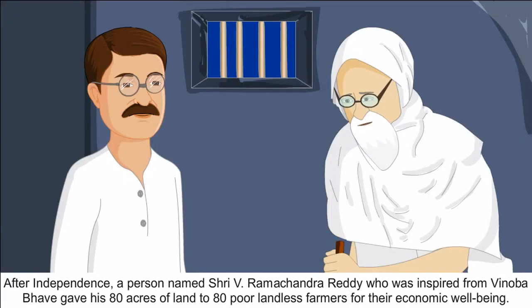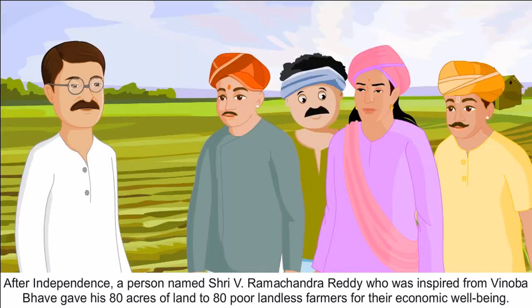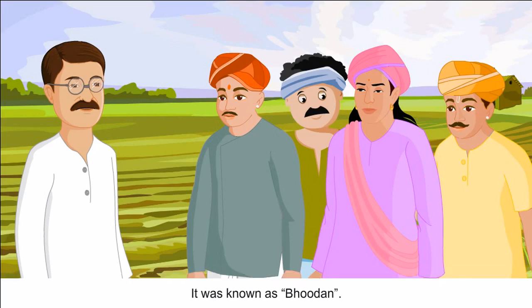After independence, a person named Sri V. Ramachandra Reddy, who was inspired from Vinoba Bhave, gave his 80 acres of land to 80 poor landless farmers for their economic well-being. It was known as Bhudan.